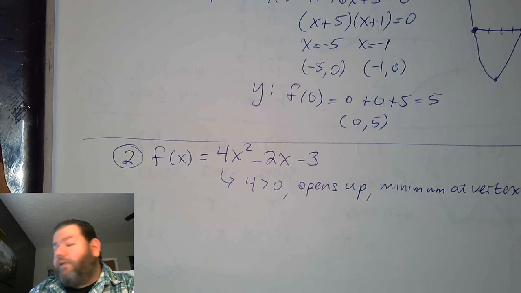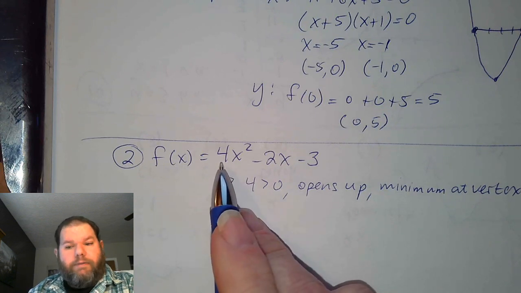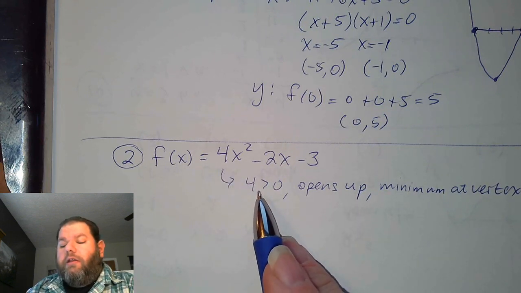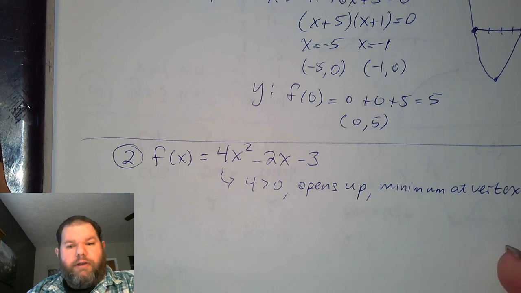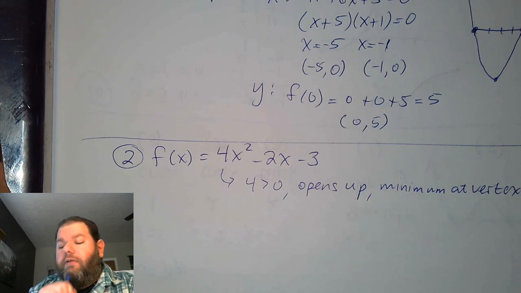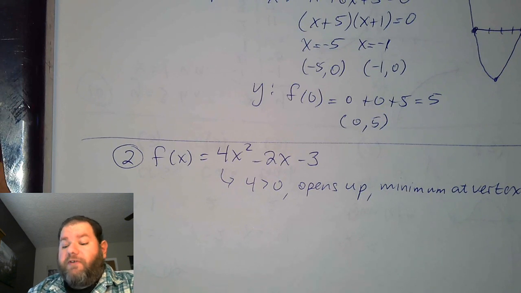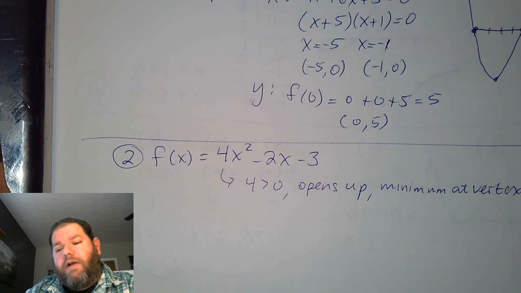Okay, so that's what that tells us. If this had been negative, then it would be less than 0, it would open down, and then the maximum would be at the vertex instead. So that's how we're determining minimum versus maximum. Guarantee you there's one of those on the exam. Because that's a very important aspect that we use mathematically in future classes, not just math, but also sciences and applied math.